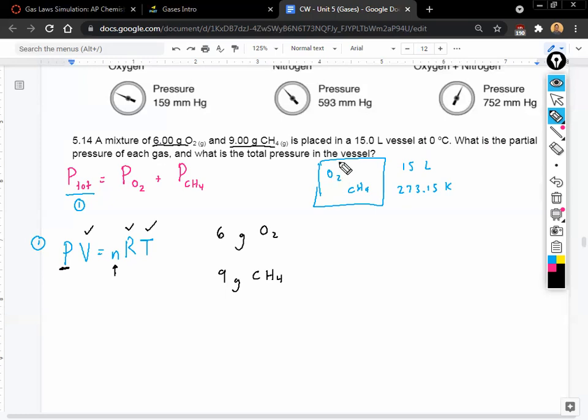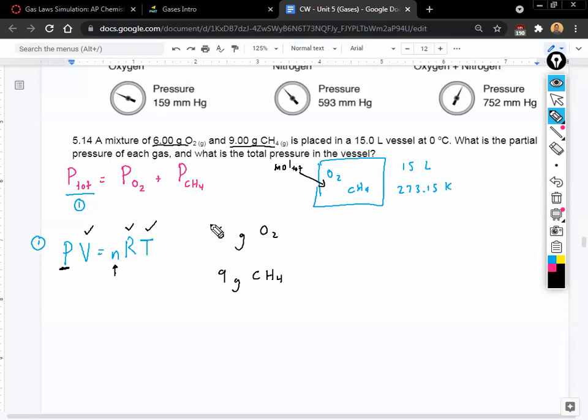Okay, and so there's 6 grams of oxygen in here, 9 grams of methane in there. All we need to do now is turn the grams into moles, and then if we add them together, that'll tell us how many moles there are in total inside of that container. Does that make sense? Right? Because if we put in grams, we can just convert the numbers we have for grams into moles.